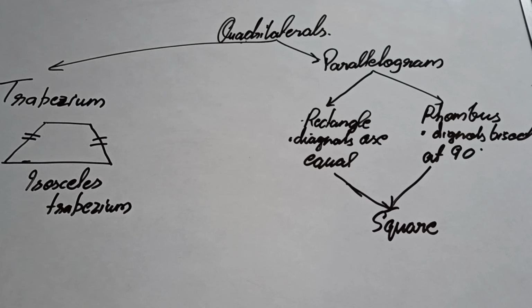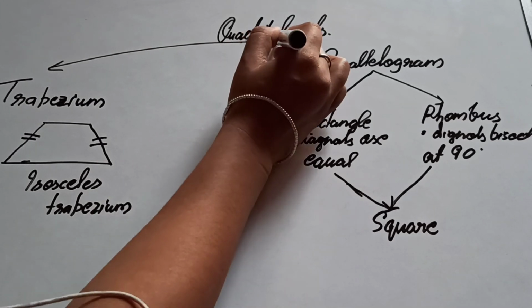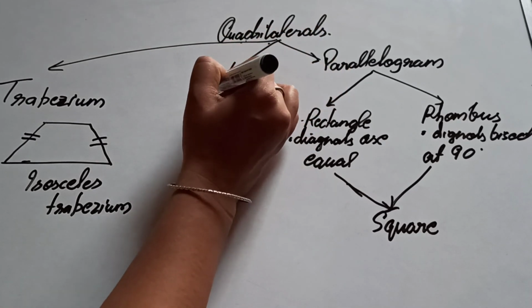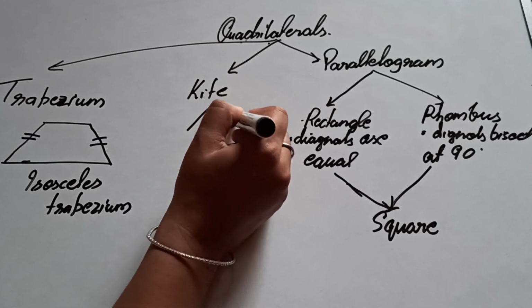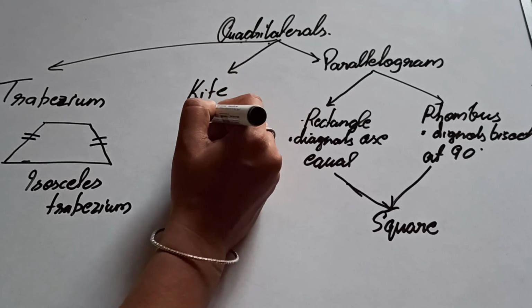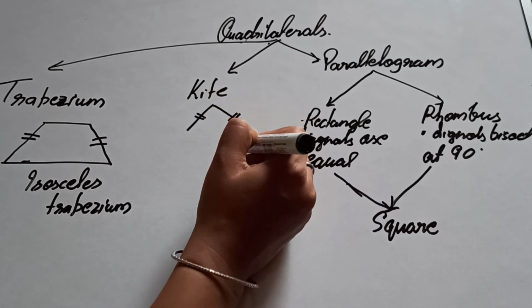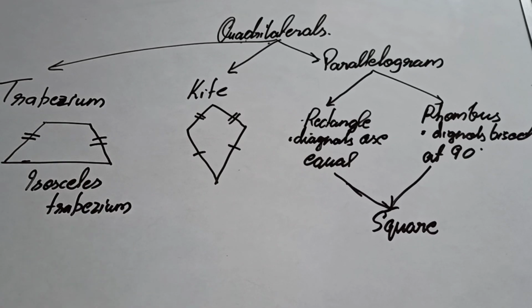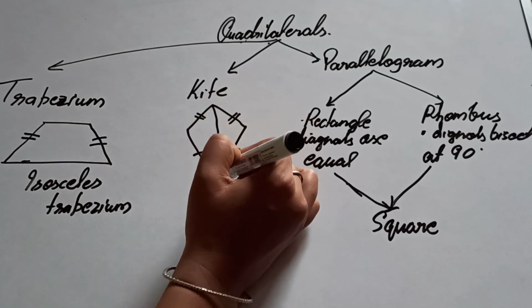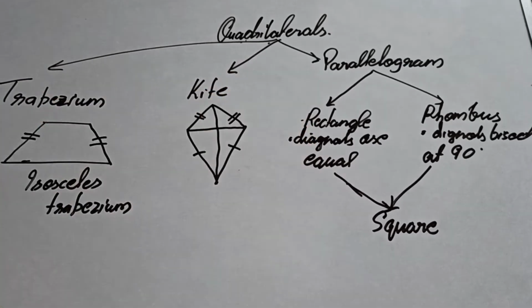Now one more structure that we have to discuss is the kite. A kite is a figure in which the adjacent sides are equal. This side is equal to this side, and the adjacent sides on the lower side are also equal. Here the diagonals are like this. So here I rest the discussion of the quadrilaterals.